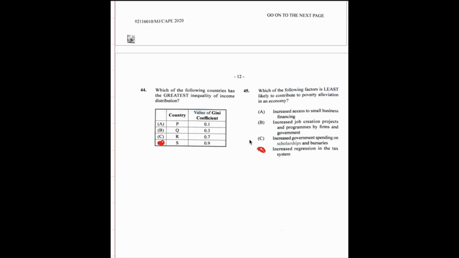And the last question we say, which of the following factors is least likely to contribute to poverty alleviation in our country? And again, through past papers, we've seen that the answer is D, an increased regression in the tax system. What needs to happen is actually a progressive tax system that would lead to poverty alleviation. But instead, they have given us the opposite with regression. So that would actually make poverty worse. It would exacerbate it. And just like that, we reach the end of the video, guys.